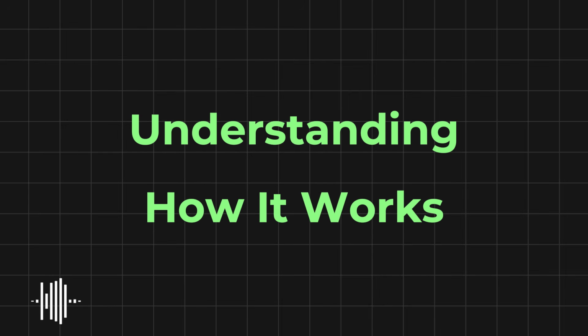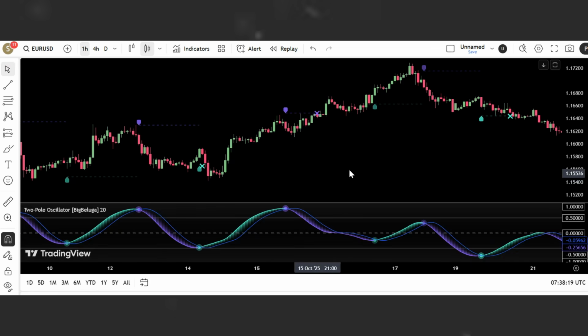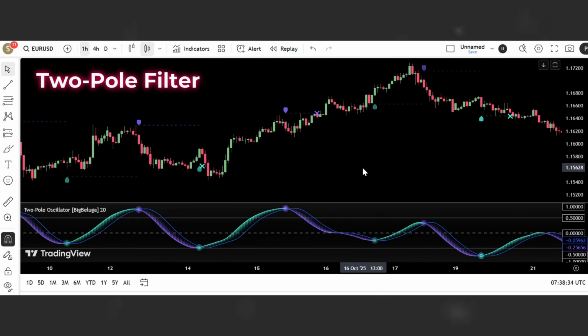Understanding how it works. Now let's understand what's really happening behind the scenes. The two-pole oscillator measures momentum. That means how strong the buyers or sellers are pushing the price. But what makes this one special is that it uses something called a two-pole filter. Don't worry, no need to understand the math.